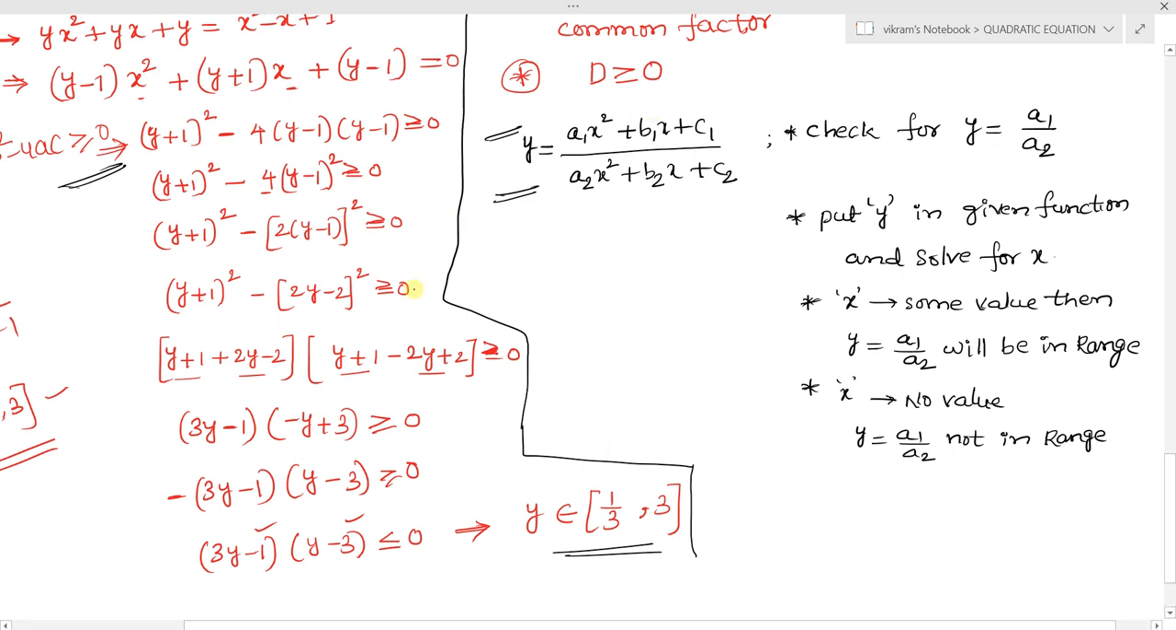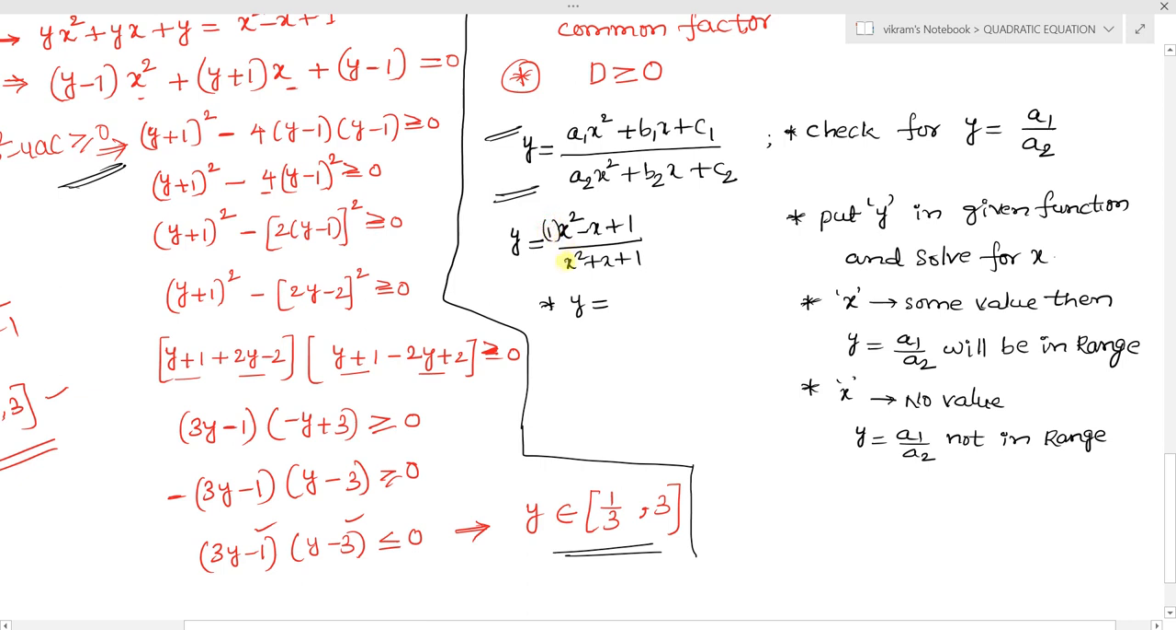For example, here we find y equals x square minus x plus 1 by x square plus x plus 1. Compare with a1x square plus b1x plus c1 by a2x square plus b2x plus c2. That means here a1 equals 1 and a2 equals 1. The first thing, check a1 by a2, that means coefficient of x square by coefficient of x square.